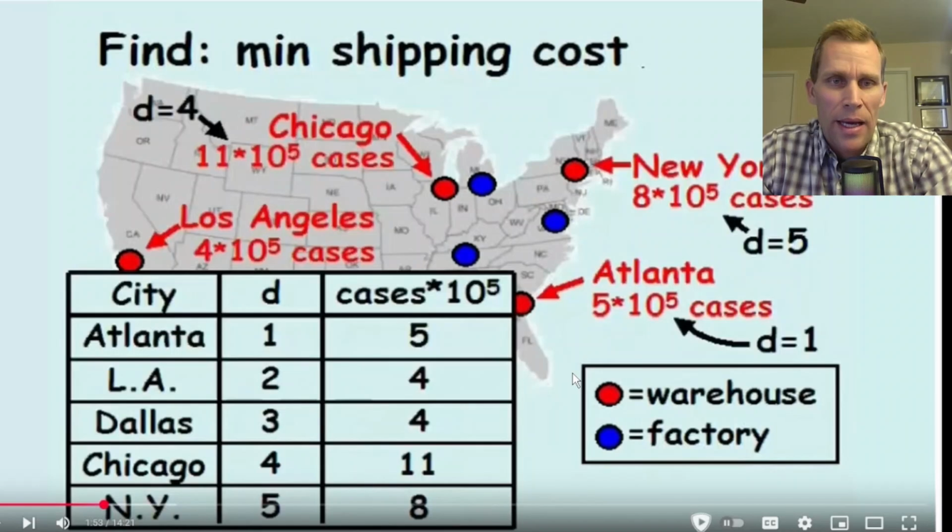In the next slide, we have the demands for the 5 different warehouses: Chicago, LA, New York, Atlanta, and then behind the table here is Dallas. Those are D1 through 5, and these are the demands for that particular product. So 5 here, for instance, would be 500,000, then 400,000, 400,000, 1.1 million, and 800,000.